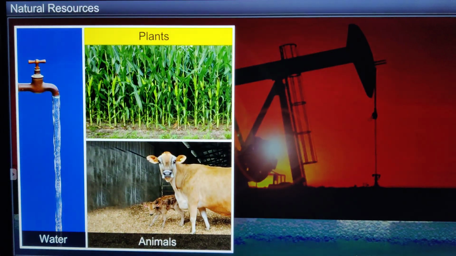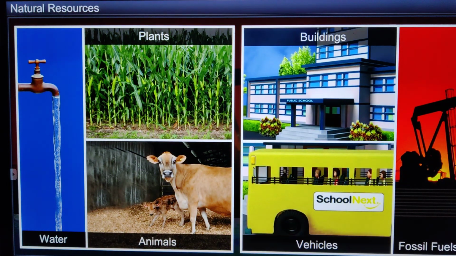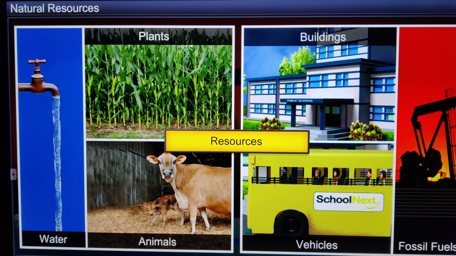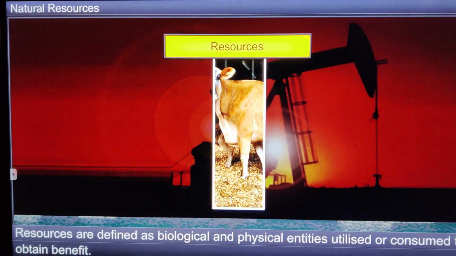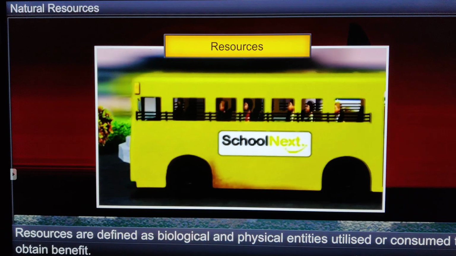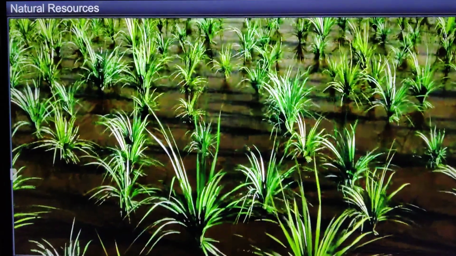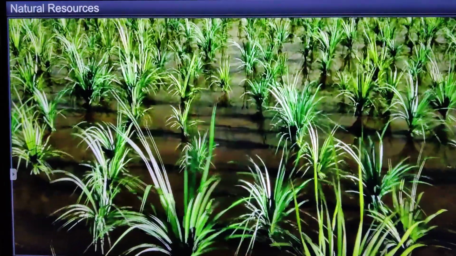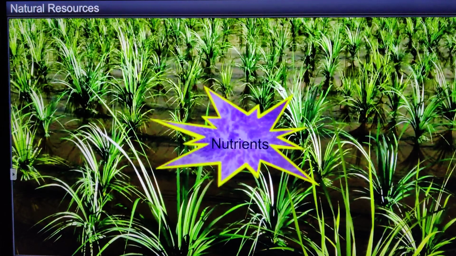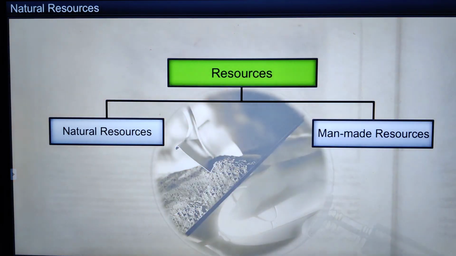Water, plants, animals, fossil fuels, as well as buildings and vehicles are all considered resources, which can be defined as biological and physical entities utilized or consumed to obtain benefit. For instance, plants are consumed to obtain nutrients. Based on their origin, resources can be categorized into two major groups: natural resources and man-made resources.